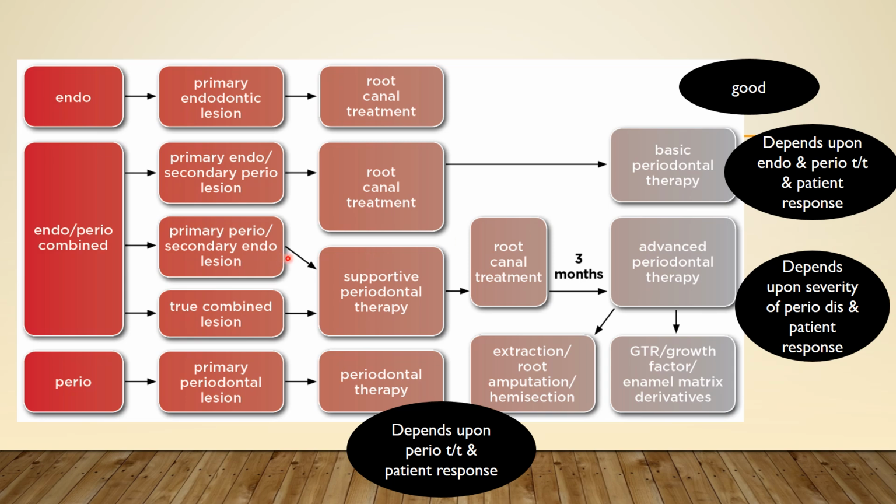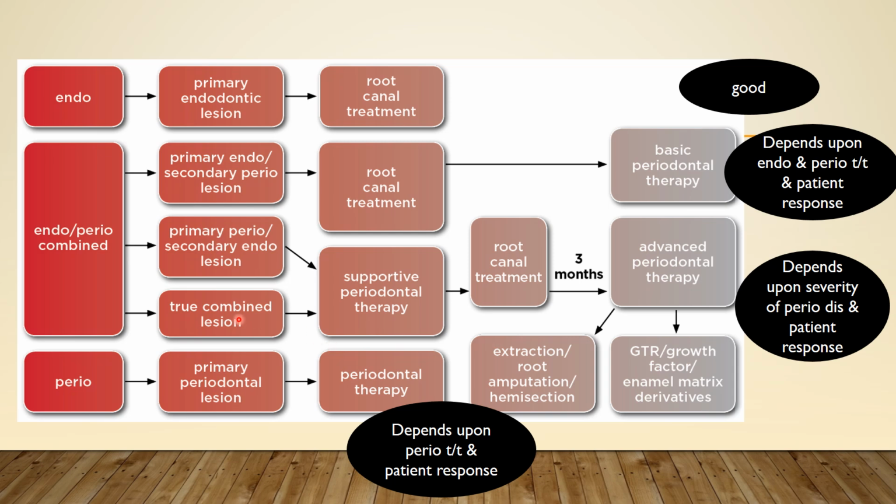For primary perio with secondary endo, you can do supportive periodontal therapy, that is scaling, and it will lead to root canal treatment, and after 3 months you can go for advanced periodontal therapy, that is with GTR, growth factors, and or enamel matrix derivatives, all the components of regenerative therapy. If there is reduced patient response, or advanced periodontitis that cannot be treated with regenerative procedures, it will go for extraction, root amputation or hemisection.